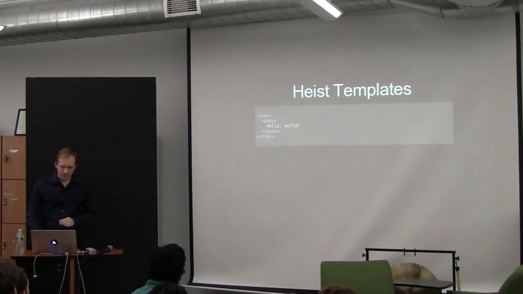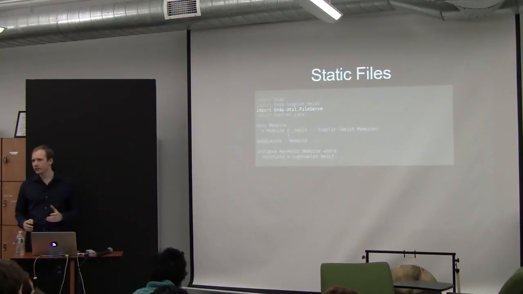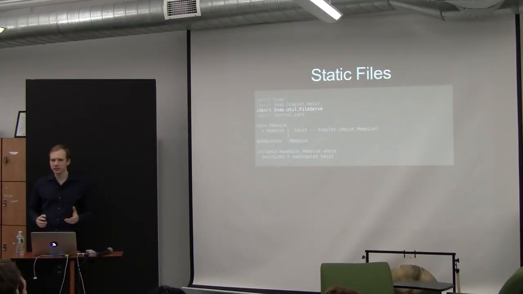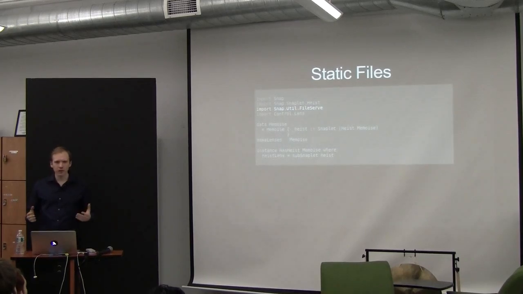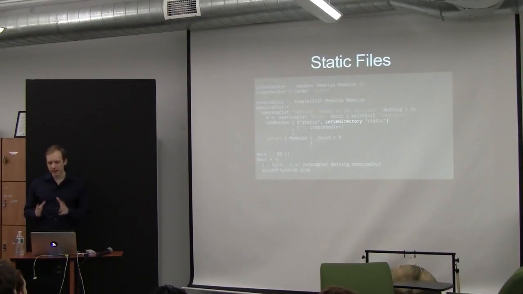Now, the next thing that we need to do is serve some static files. This is how we're going to make our website look nice. We need CSS, we need images, all that kind of stuff. So in Snap, this is very, very easy. All we've got to do is include this additional library, the file serving library, and then we just add a route. We just say anything going to /static is going to get served out of the static directory.